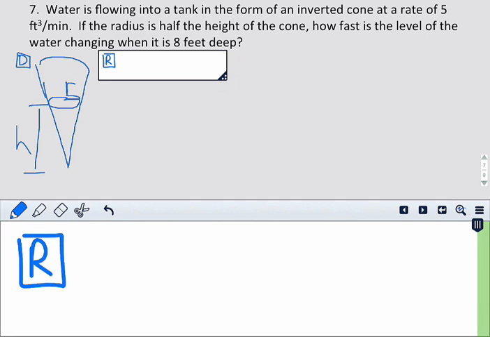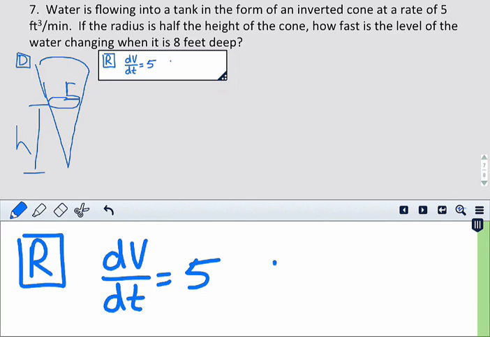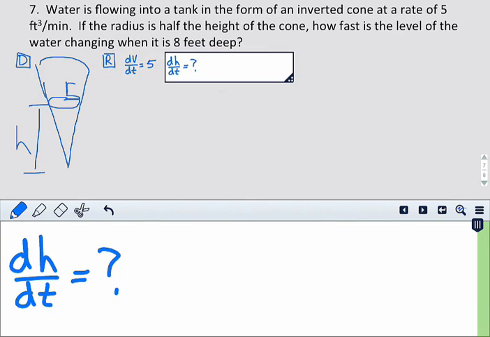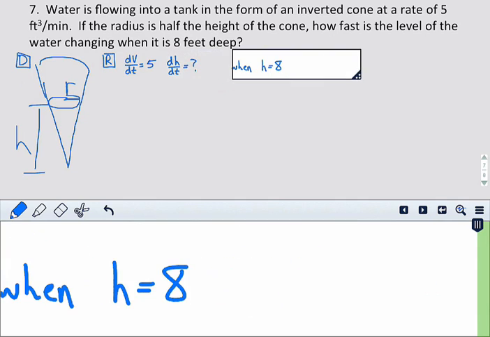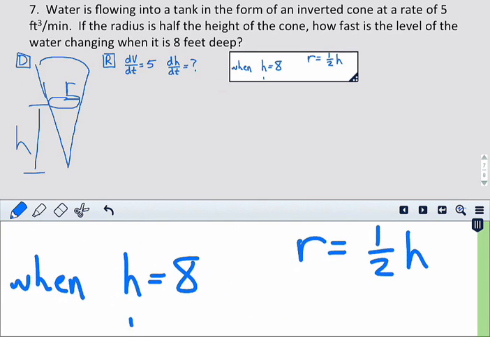Now for our rates, we know that it's being filled at a rate of 5 cubic feet per minute. So dV over dt is going to be 5. Now we're trying to find dh over dt, and we want to find this rate when the water is 8 feet deep, so when h equals 8. Now we also know that the radius is half the height of the cone. So in this case, if the height is 8, the radius is going to be half of that, which will be 4.